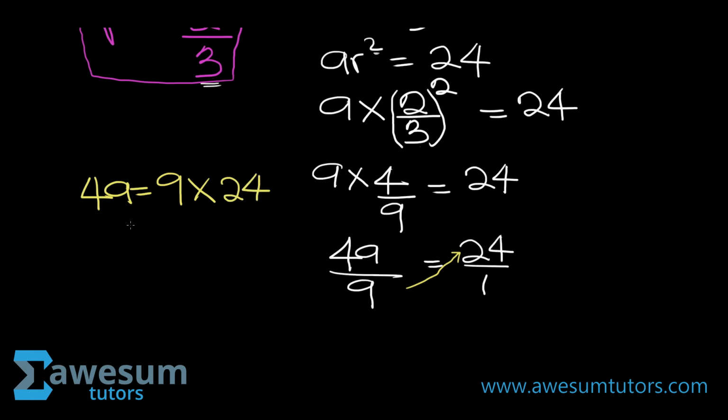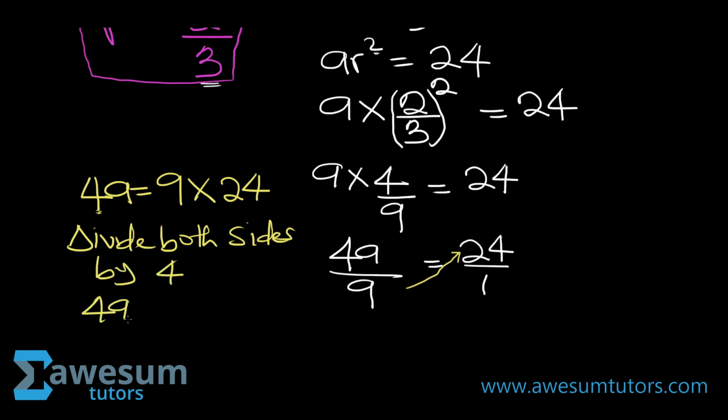Very good. Now take note, we are trying to get a. Because we are trying to get a, we need to undo this 4 right here, because this is 4a. So how do we undo the 4? We need to divide both sides by 4. So that means I'm going to have 4a over 4 equals 9 times 24 over 4.